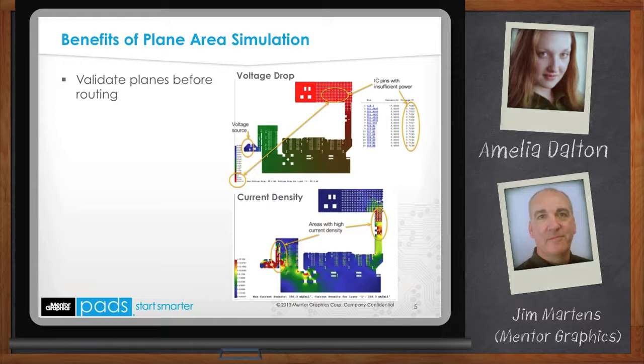PADS' power integrity checking provides information to avoid voltage drops and current density peaks. When checking for voltage drops, you can review batch results for pins out of tolerance to ensure you have sufficient power. For current density, you can identify hotspots from insufficient copper areas that can lead to field failures.